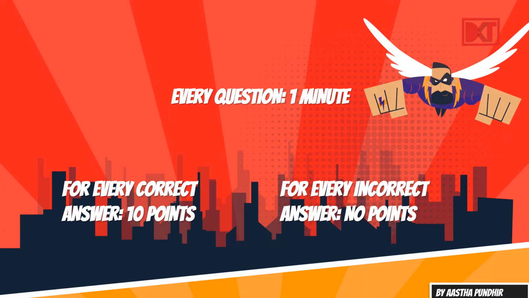Alright, so for the quiz, every question you will be given 1 minute. 1 minute means 60 seconds. Why am I giving you 1 minute? Because your IEO question paper has about 50 questions, so you can imagine that you get more or less a minute to answer each question.